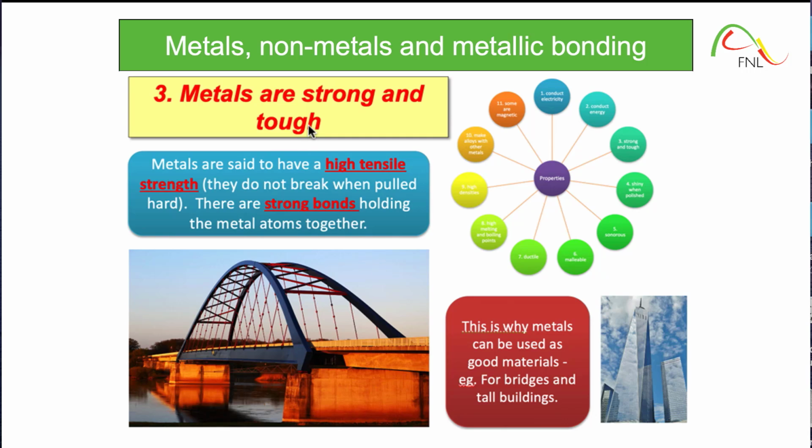Thirdly, metals are strong and tough. Metals are said to have a high tensile strength, which means they do not break when pulled hard. There are strong bonds holding metal atoms together, which is why we use metals where a lot of strength is needed, for bridges and tall buildings, for example.